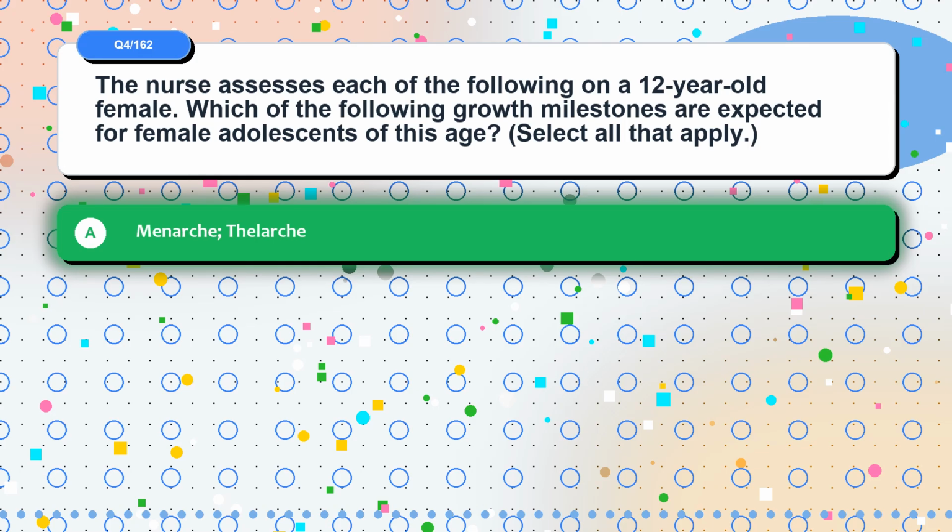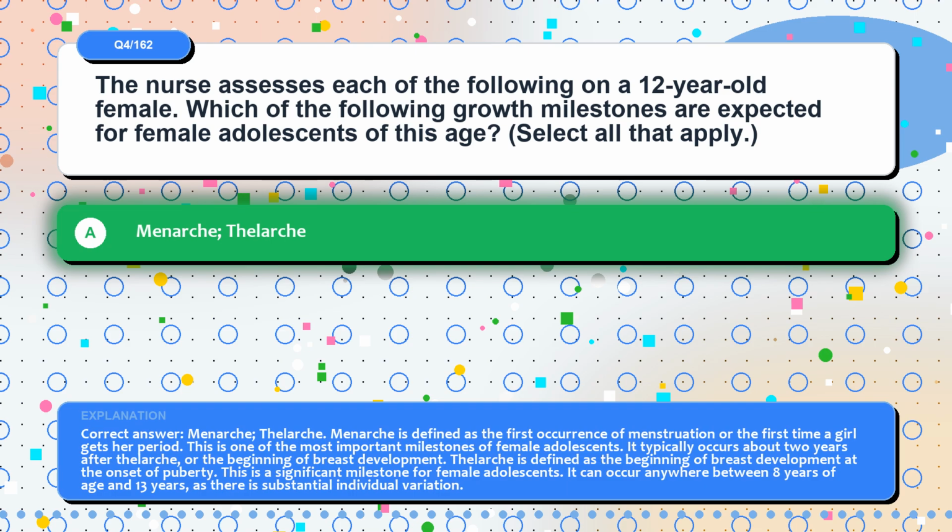The correct answer is option A. Menarche, thelarche. Correct answer: menarche, thelarche.